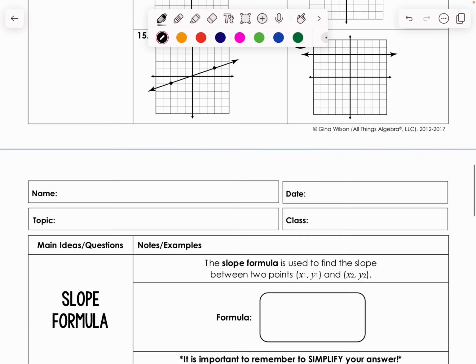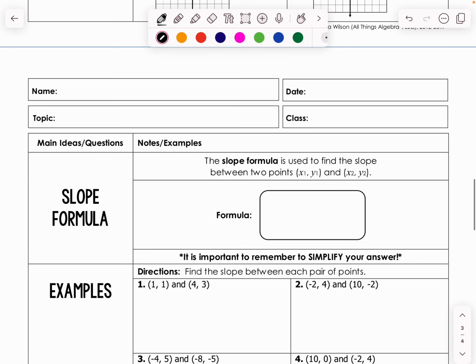All right, now flip to the next page. We're gonna also talk about finding slope when we are just given 2 points. And this is just an equation. If you remember the equation, you will be fine. So we have m equals y2 minus y1 over x2 minus x1. The slope formula is used to find slope between 2 points. We have 1 point and your second point.